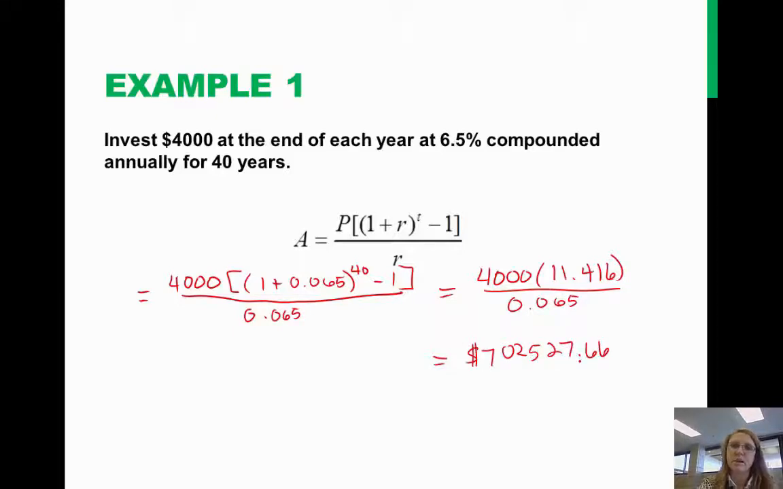$702,527.66. So that is how much you would earn after 40 years, or how much would be in your account if you put $4,000 into that account every year at this interest rate. So it's a nice pretty penny there.